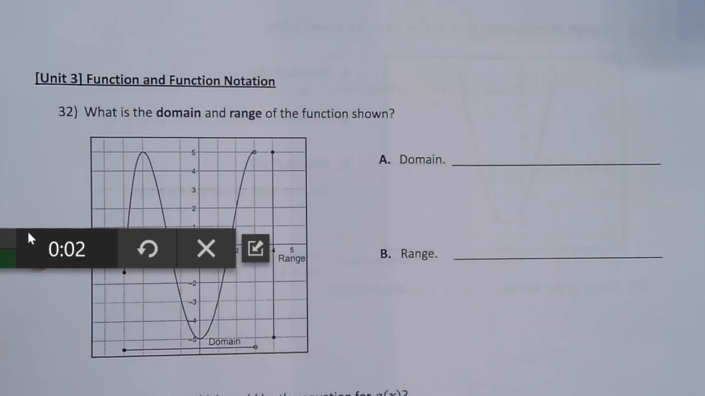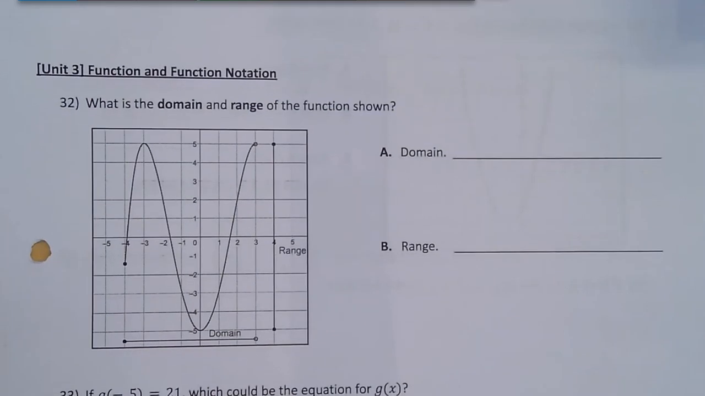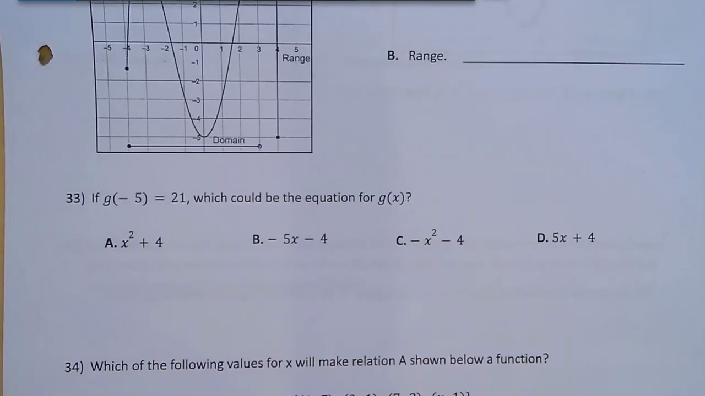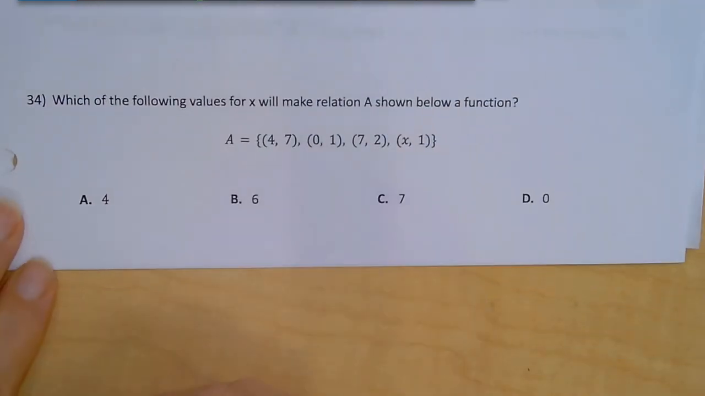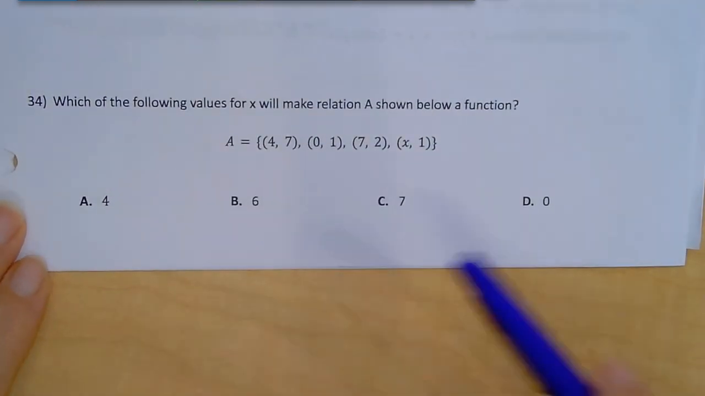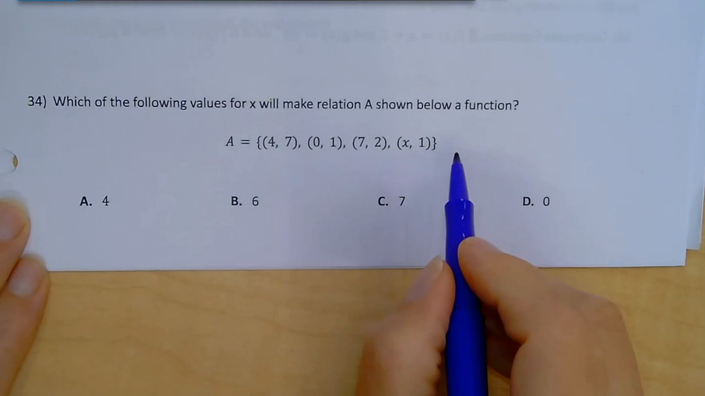Algebra Honors, we're going to take a look at some more problems on the study guide for our final exam. I think we just finished with 33. So we're going to start on question 34 right here. Question 34 says, which of the following values for x will make relation A a function?